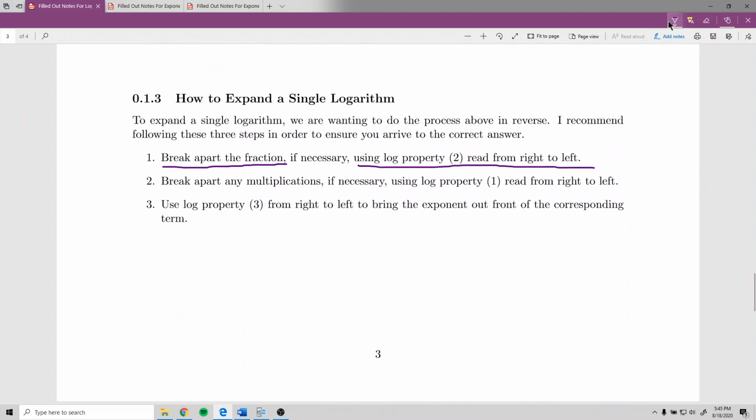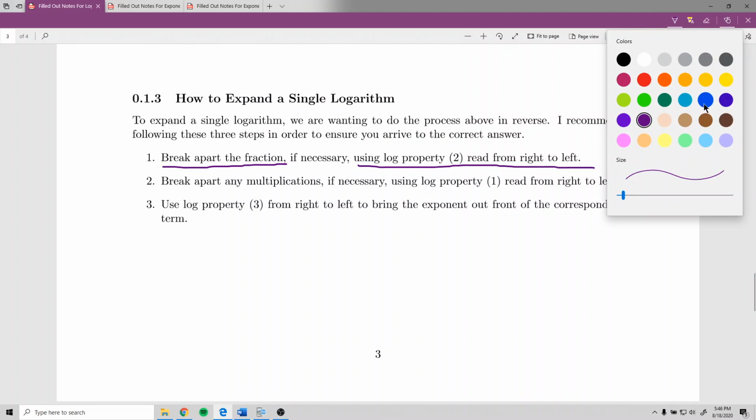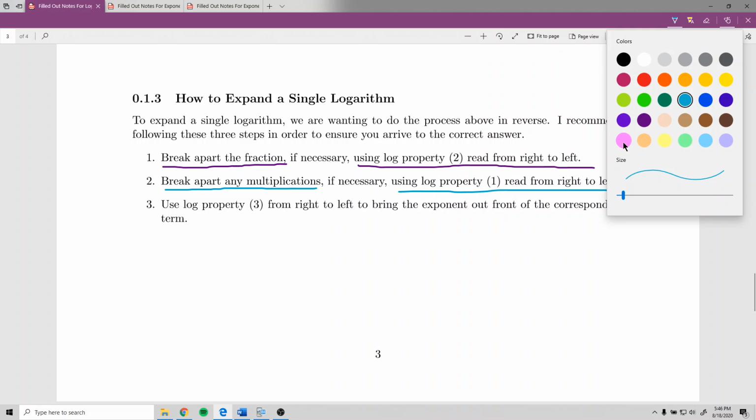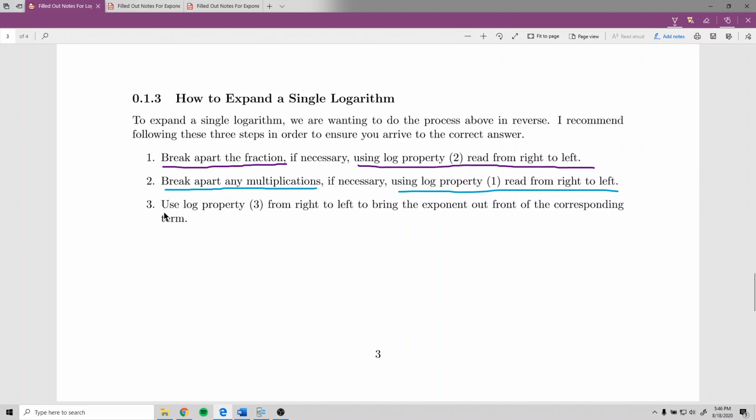All right, but the first step is to break apart the fraction. After that, break apart any multiplications using the first property. And then the third and final thing to do is if you have any exponents, move them out front. And I'll go ahead and say it's important to do this one last. I'll explain as we do the problem.